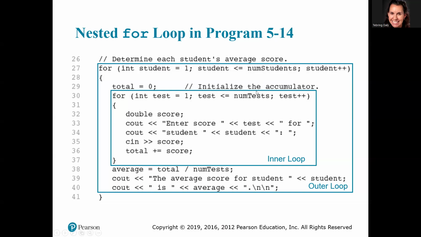And then it'll keep going through those tests for that one student until it gets through all the tests. So if you put 10 tests, it's going to go through all 10 tests before it does the average for that student. And then it's going to move to the next student. And so what it's doing is going student by student, all the tests for that one particular student.